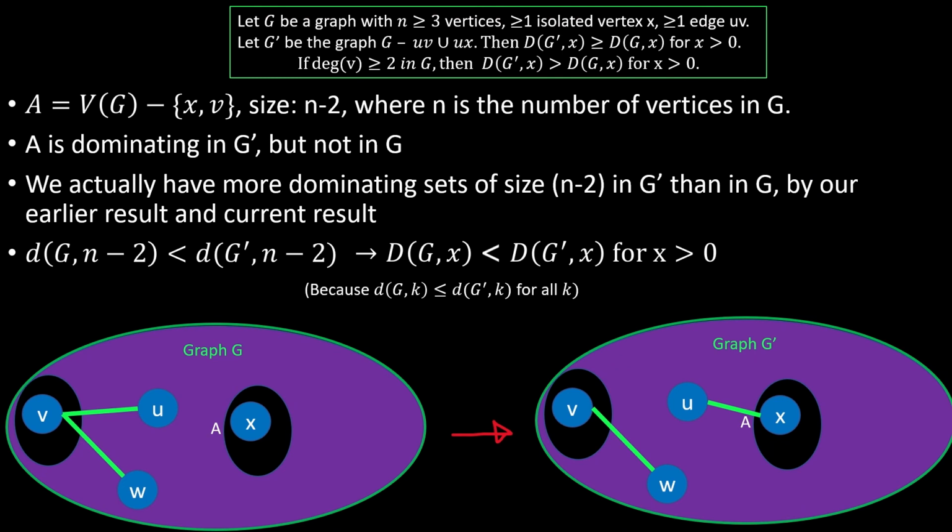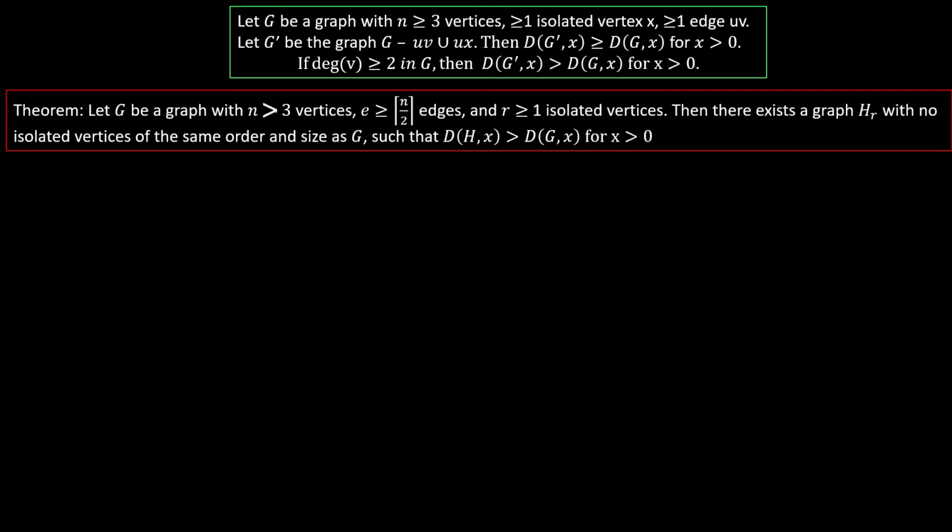Now that we have this result, let's explore a new theorem about optimal graphs, keeping our most recent result at the top. Let G be a graph with n greater than 3 vertices and e greater than or equal to the ceiling of n over 2 edges, as well as at least one isolated vertex. Then there exists a graph H_r of the same order and size with no isolated vertices, such that D of H(x) is greater than D of G(x) for positive x.